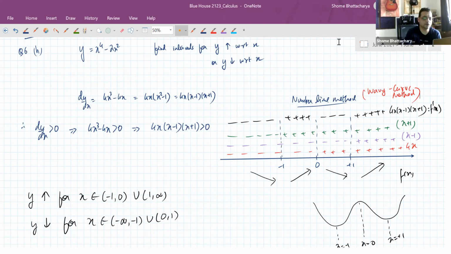So when I'm seeing this equation, I can see that this is becoming 0 at 0 or 1 or -1. So I understand that on my number line those are the critical points.